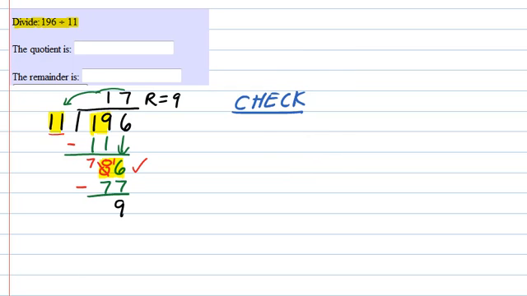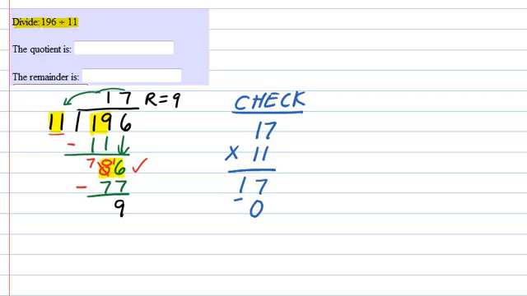It's always a good idea to check your answers. And to check division, you do it by multiplication. If I take my quotient, which is my answer, 17, and I multiply it by my divisor, 11, and then when I'm done with this, add the remainder, I should get the dividend. So let's take 17 times 11. 1 times 7 is 7. 1 times 1 is 1. Put my placeholder of 0 down.